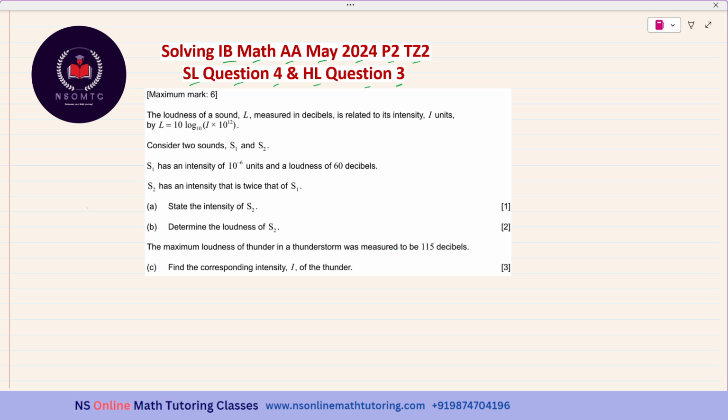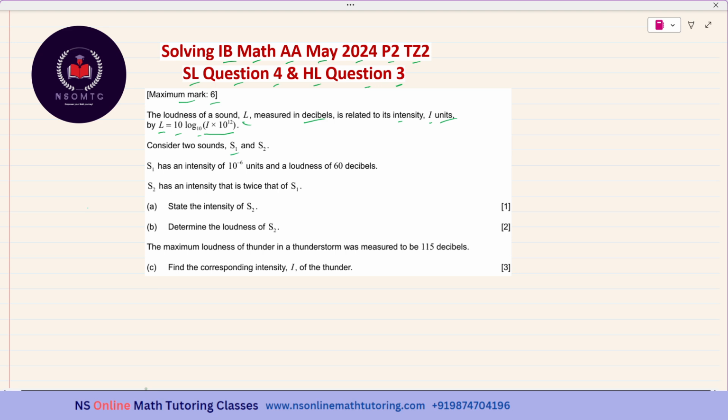So without any further delay, let us start answering this question. The maximum mark is 6. The loudness of a sound L, measured in decibels, is related to its intensity I units by L equal to 10 times log to the base 10, and the argument is I times 10 to the power of 12.